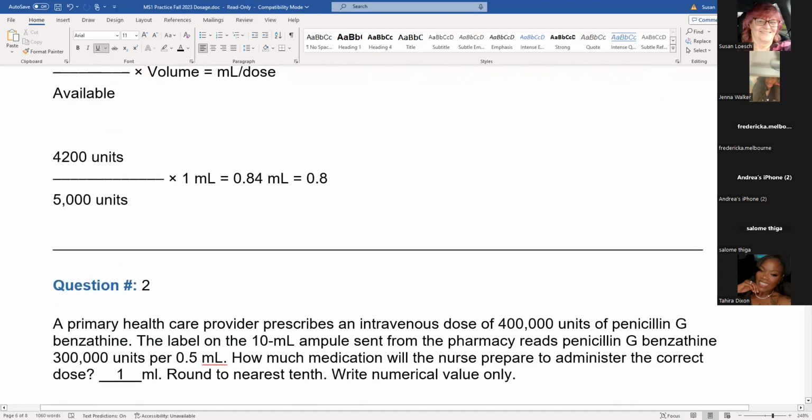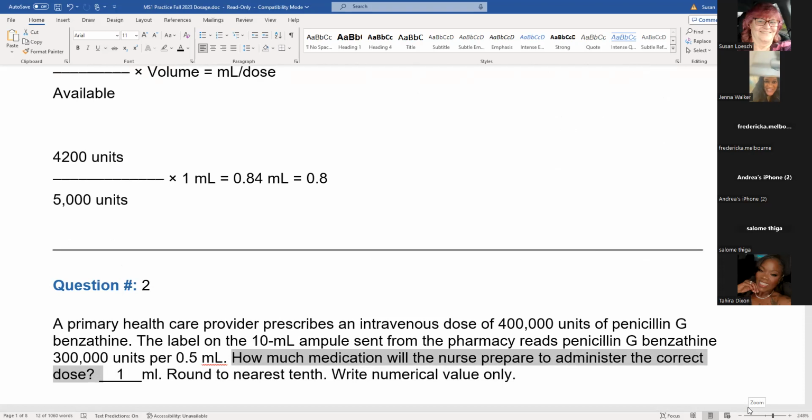Look at the next one. Again, this is asking how much medication will the nurse prepare to administer? What kind of question is that? What's the formula, nurse? If you're administering a dose, what is the formula? Is it reconstitution? Where in there does it say reconstitution?